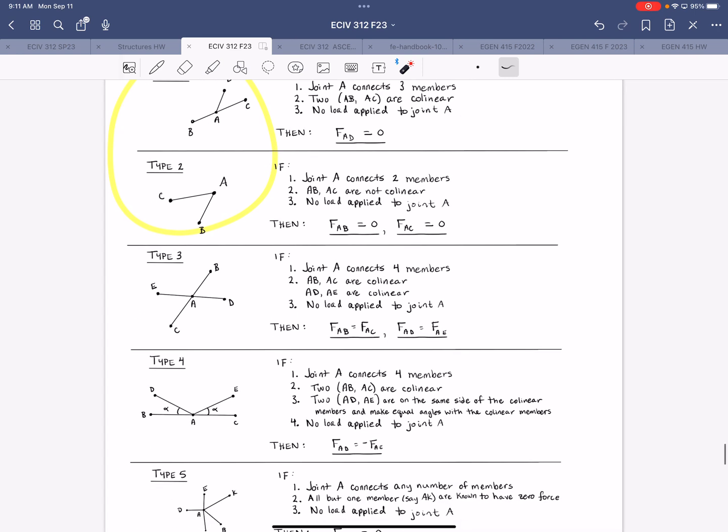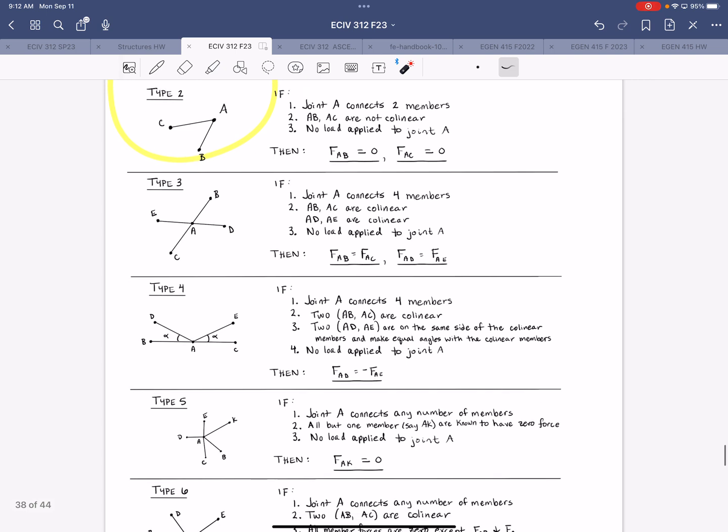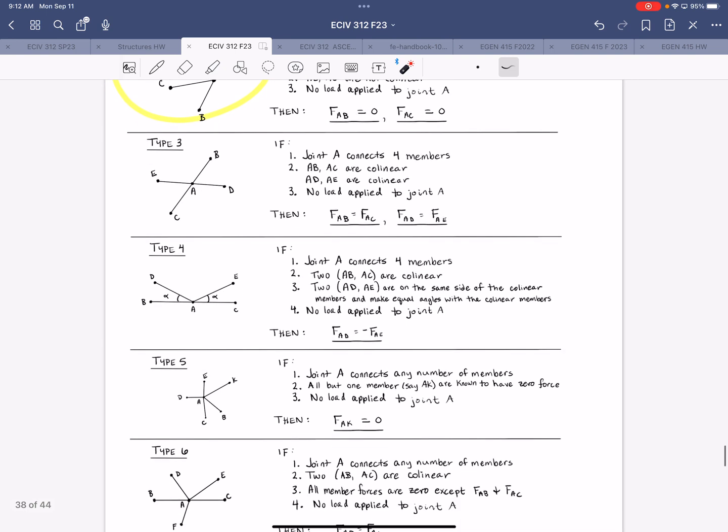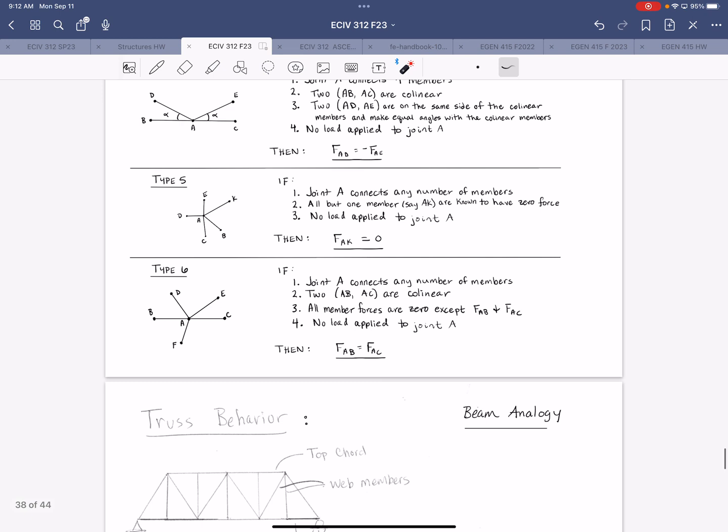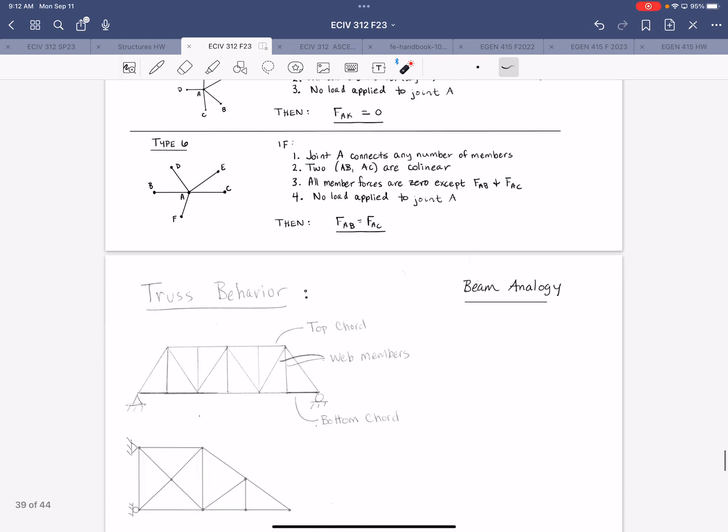The rest of the types just go through some useful items or pieces that are going to help you develop your intuitive understanding of trusses, right? So if you have 4 members connected at a joint and these 2 are collinear and these 2 are collinear and there's no load, then you can understand, without doing any calculations, that these 2 are going to have the same internal force and these 2 will have the same internal force as each other. All right, and then similar throughout the rest of that.